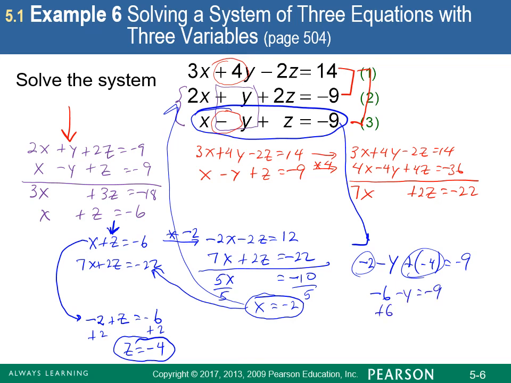We can add 6 to both sides, and then multiply through by negative 1. And just like before, here's the proper way of writing the answer. The x comes first, then the y, then the z.